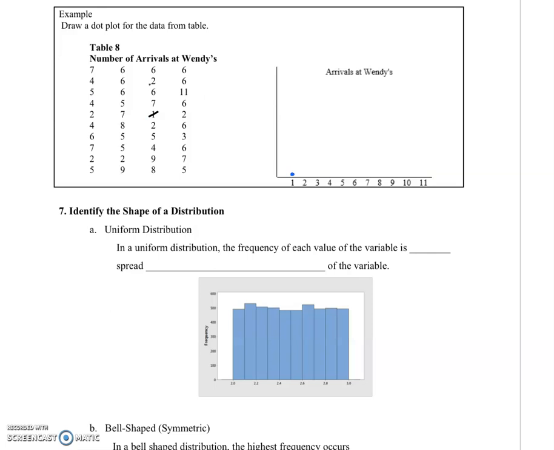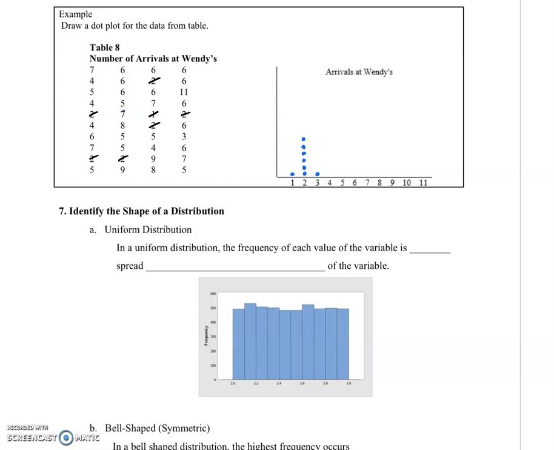We have 1, 2, 3, 4, 5, 6 twos. So above the 2, we make 6 dots. And they should all be approximately the same size. I know that's hard when you're doing it by hand. Okay, we continue on with the 3s. There's only 1 3, so we put a dot over the 3.